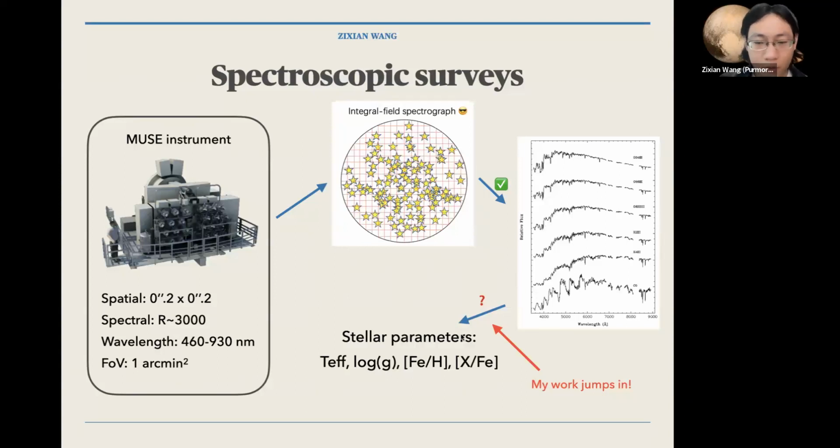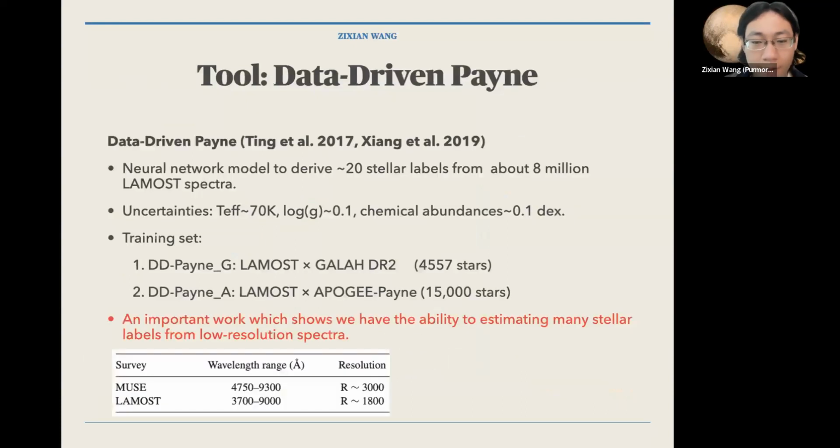But then if you want to get the stellar parameters from the spectrum, there hasn't been a really easy and good way. So this is where my first work jumps in. I use a machine learning model called data-driven Payne. It was originally used to measure 20 chemical abundances or stellar parameters from the LAMOST spectra. And it has been proven that on LAMOST spectra, the temperature measurement can be as precise as 70 Kelvin, log g can be 0.1, and other chemical abundances can be better than 0.1 dex as well.